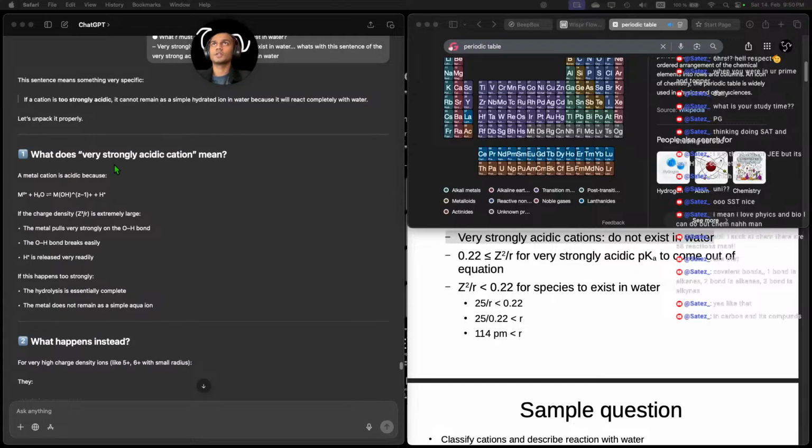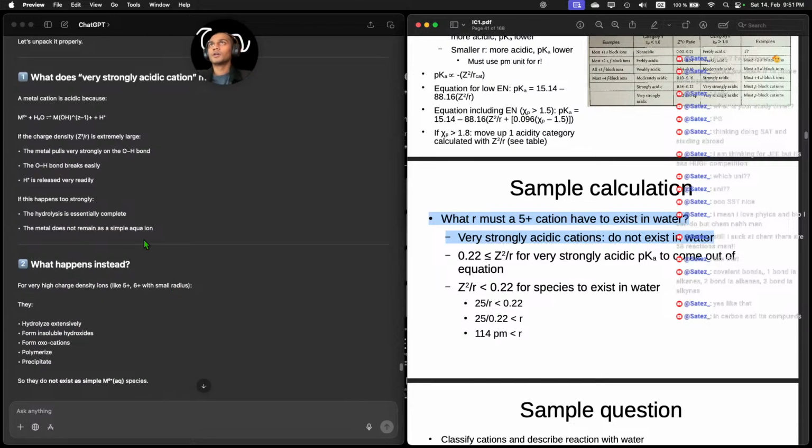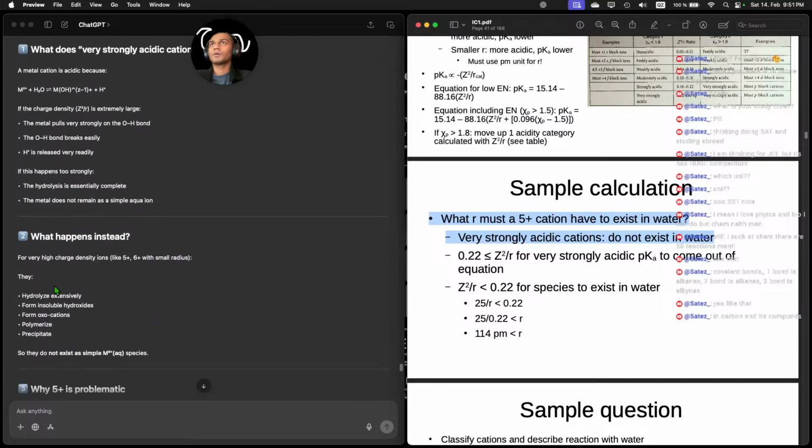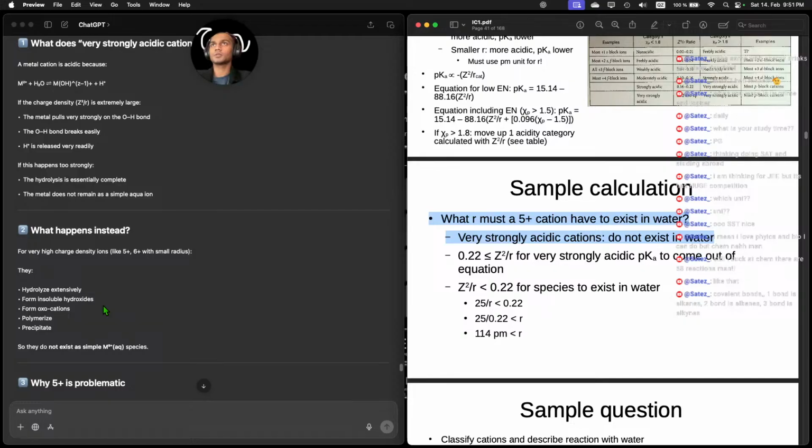What does very strongly acidic cation mean? A metal cation is acidic because M^z+ + H2O gives M(OH)^(z-1)+ + H+. That's like the general formula, right? If a cation is too strongly acidic, it cannot remain as a simple hydrated ion in water because it will react completely with water. Okay, that's what you mean. For very high charge density ions, they hydrolyze extensively, form insoluble hydroxides, form oxocations, polymerize, precipitate.